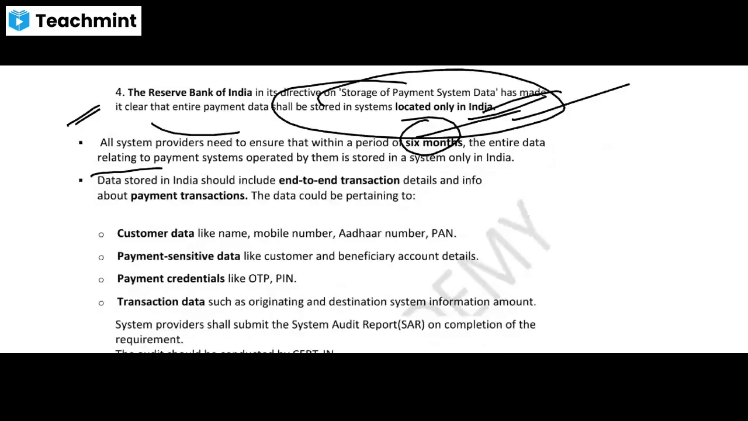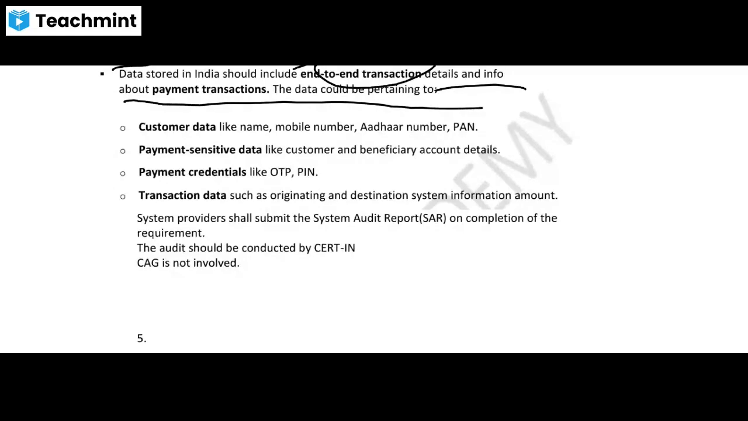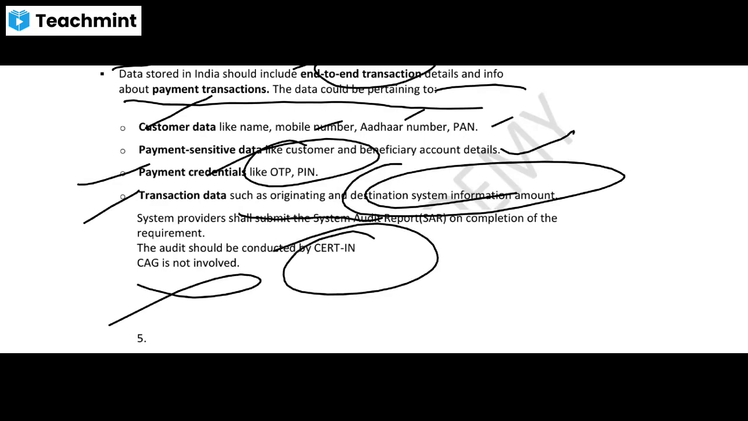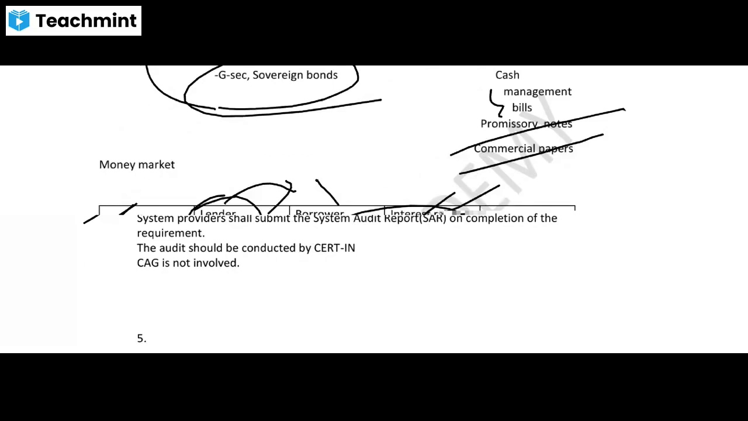Data stored in India should include end-to-end transaction details and information about the payment transaction. The data could be customer data like your name, mobile number, Aadhaar card, and PAN number; payment sensitive data like customer and beneficiary account details; your payment credentials like OTP and PIN number; and transaction data such as originating and destination system information and amount. And CAG will not audit this; CERT will audit this. So with this fact, we can reach the answer that only statement 1 is correct.